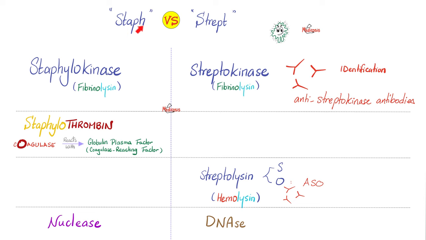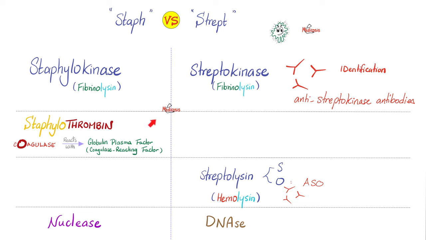Staph versus strep. Staph has staphylokinase, but strep has streptokinase. When the doctor is looking for anti-streptokinase antibody, they're looking for the streptokinase of the streptococci. Staph has staphylothrombin because of the coagulase. Strep does not. Conversely, streptococci have streptolysin. We have streptolysin S and streptolysin O. Do you remember the anti-streptolysin O antibodies? Oh, rheumatic fever and post-streptococcal glomerulonephritis? You got it. This is only for streptococci, not for staph.